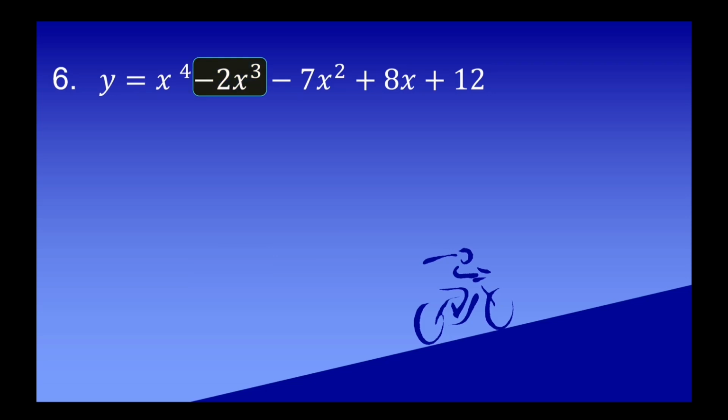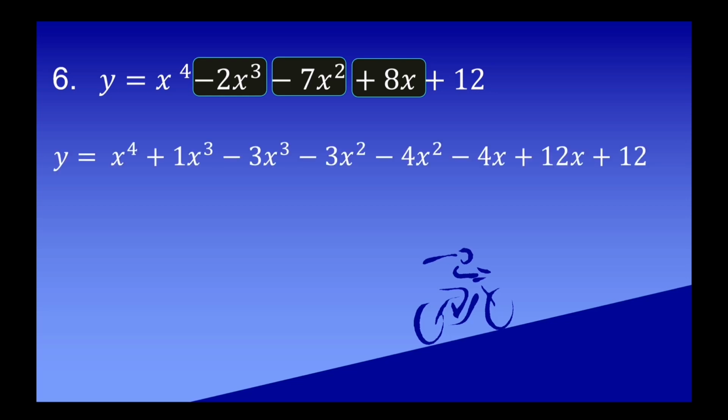Number 6, so this is the quadratic polynomial function. To write this in a factored form, let us determine the terms between x raised to 4 and 12, the first and the last term. So what's in the middle is negative 2x cubed minus 7x squared plus 8x.